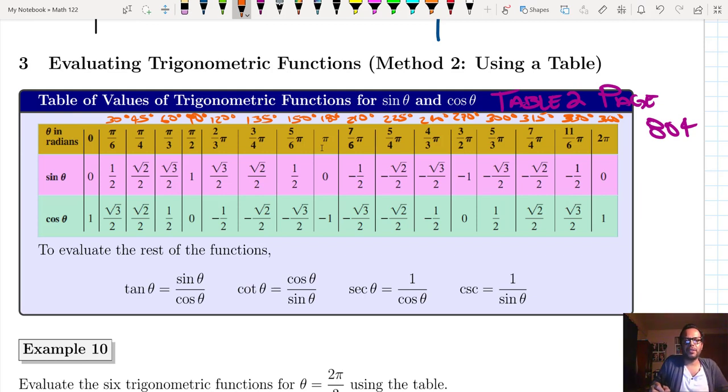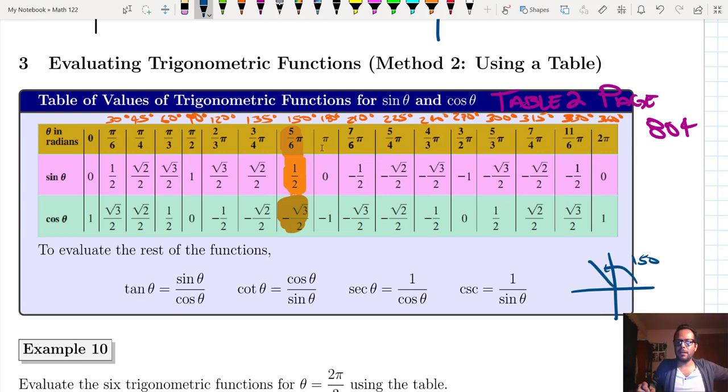For example, let me highlight some of them. For 5 pi over 6, which is 150, we already did that. I'm going to do it on the side. That's 150. Do you see how this is positive for sine and negative for cosine? Do you see the signs right here? Positive and negative. Then let me do another one just to show you the relation so you can compare with the other one.